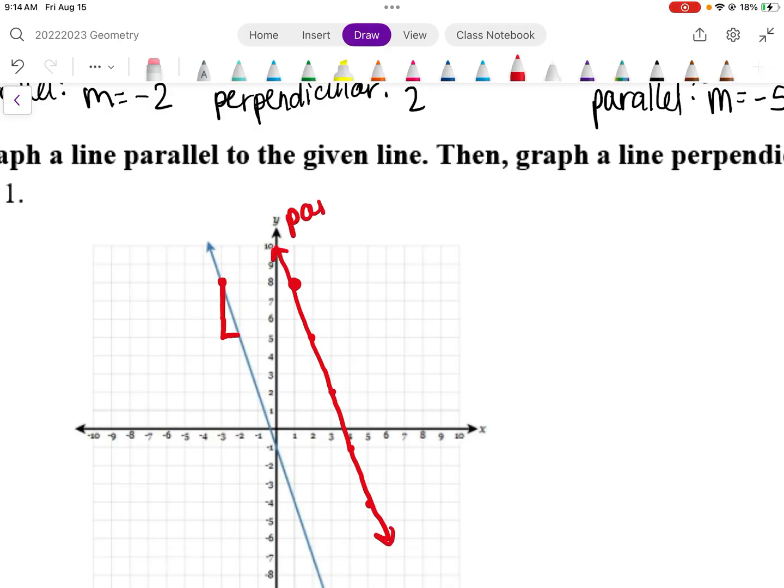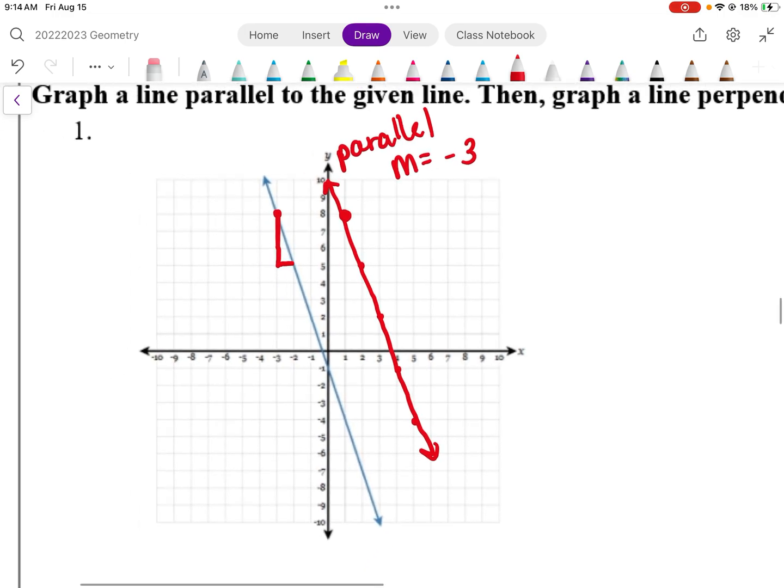Okay. And as you can see, the line should look parallel. So I'm going to label this one. This one's parallel. And my slope was, let's see, if it's down 3 over 1, it's negative 3. You don't really need to write the 1.